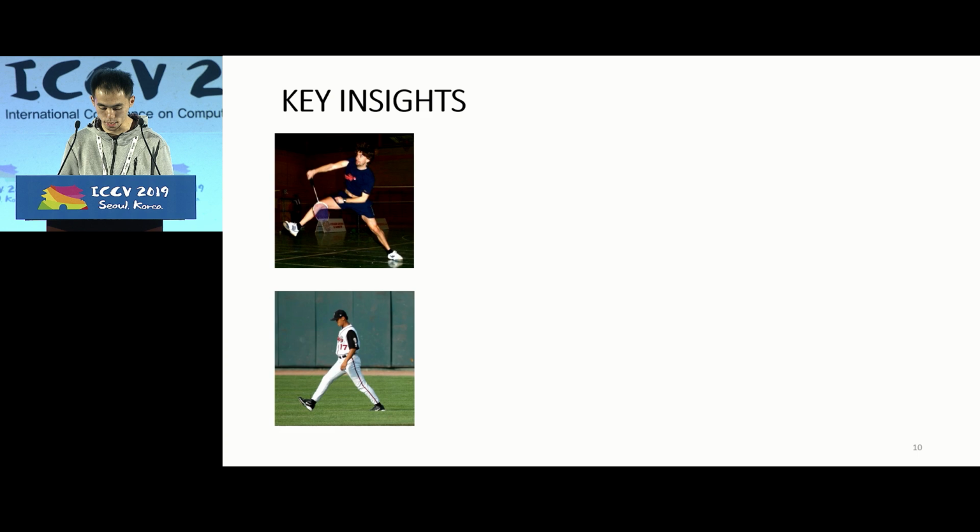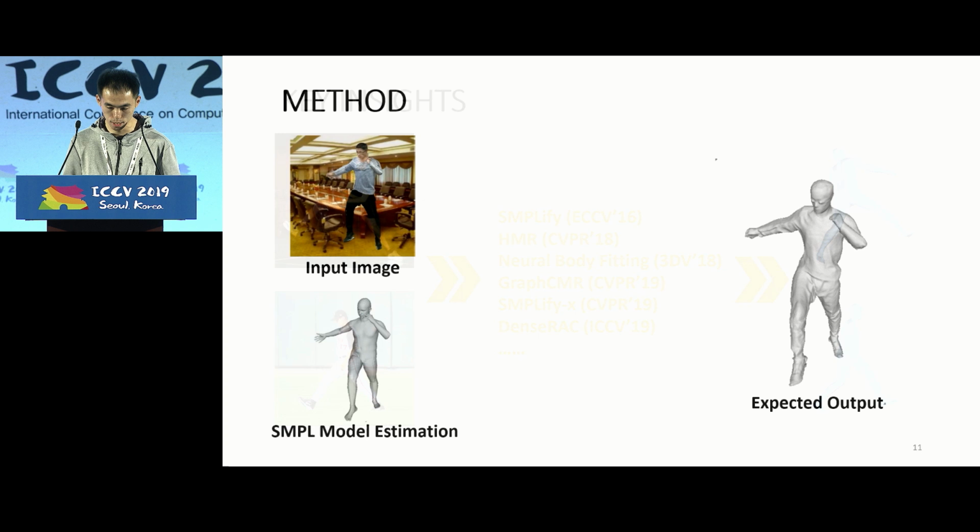Note that the reliance on body model estimation is not a serious issue because the last few years have witnessed a huge progress in this topic. However, combining the information from the image and the body model is not that straightforward because they are in different domains and have different data structures.